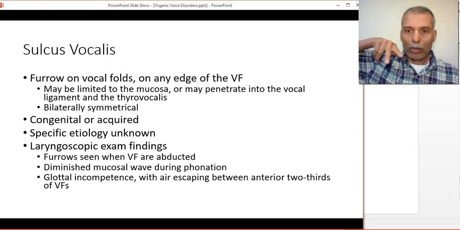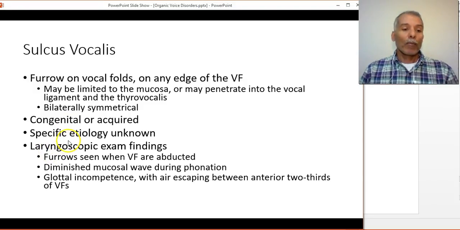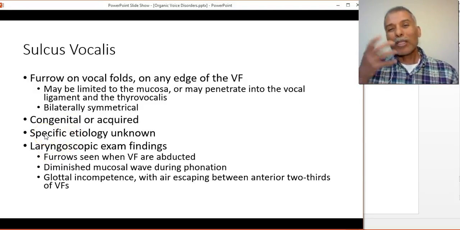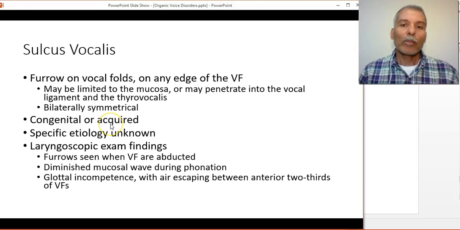So it's going to create that groove. It could be congenital or acquired. If congenital, the specific cause is not known. If acquired, it depends on the kind of injury.